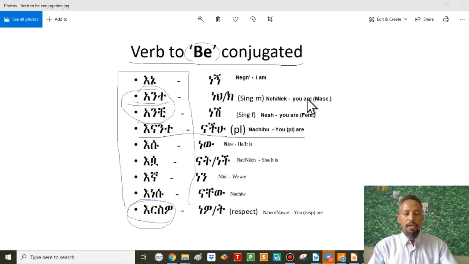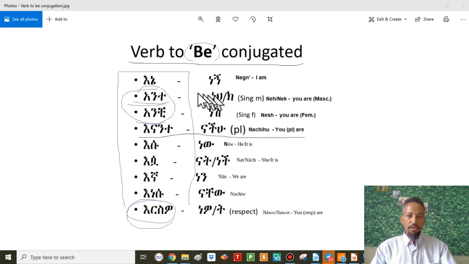So to revise the personal pronouns, the subjective personal pronouns, and the verb be conjugated according to the different subjective personal pronouns in Amharic. They look like these ones. Let's just revise again. What you see on the left here are the subjective personal pronouns in Amharic, and all of these are the verb to be conjugated forms.